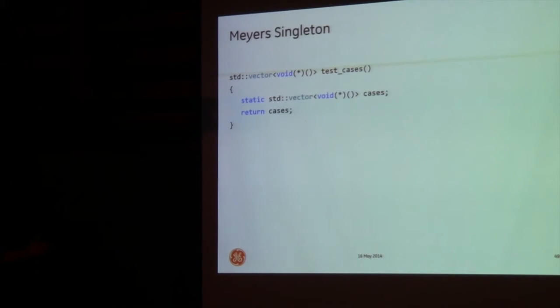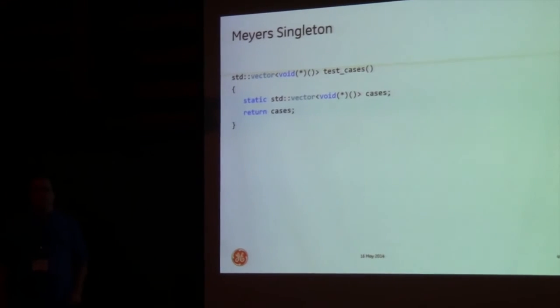Myers singleton, it's pretty simple. We have a static inside of the function. Because it is a static in the function, it is guaranteed to be initialized the first time that execution hits the declaration. Yes? You're correct. For this one, I do want to return a reference, but I'm not. This is a bug in my code. You're absolutely correct. You would probably want to return a reference.